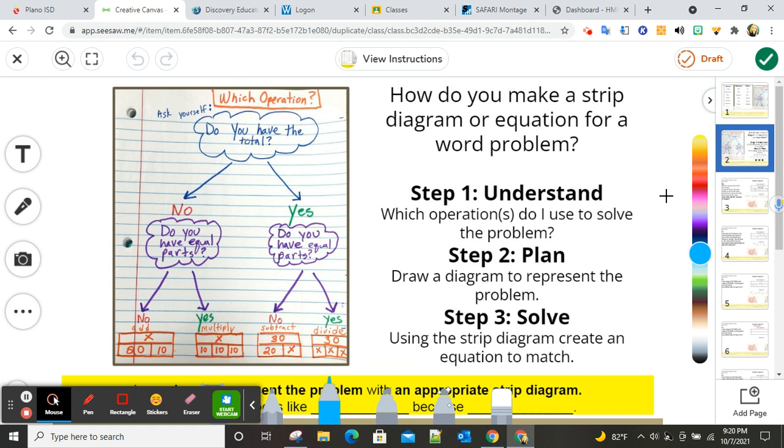learned these three steps, which were: understand, which operation do I use to solve the problem; plan, draw a diagram to represent the problem; and then step three was using the strip diagram, create an equation to match.